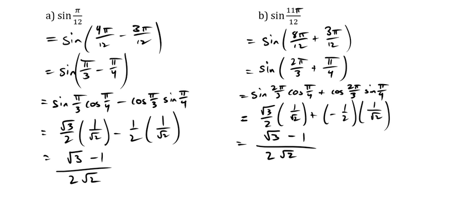Why are those the same answer? Who can tell me that? Wonderful. 11 pi by 12 is quadrant 2. It's almost 12 pi by 12. It's pi by 12, it's 12 minus 1. So that's a quadrant 1 angle, quadrant 2 angle. Nice. Any questions?